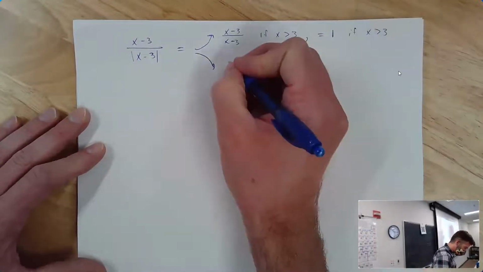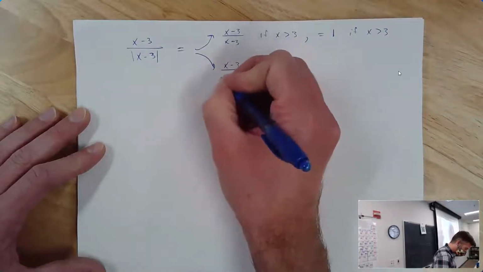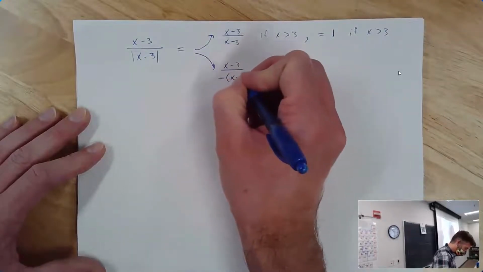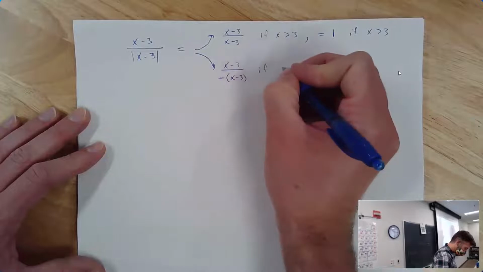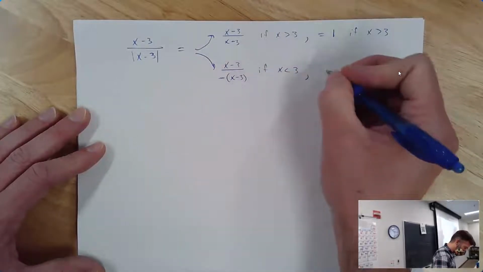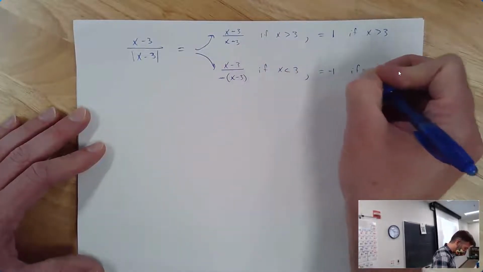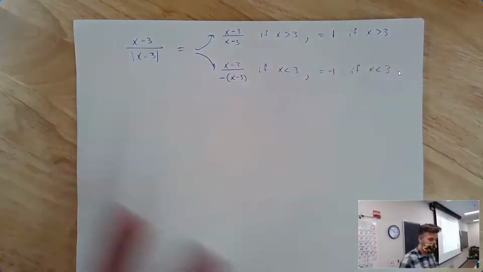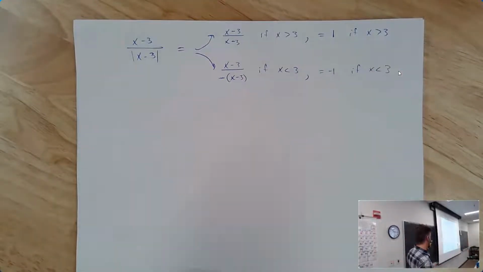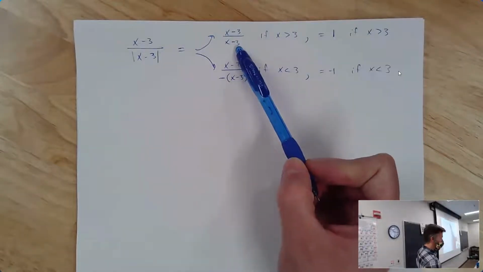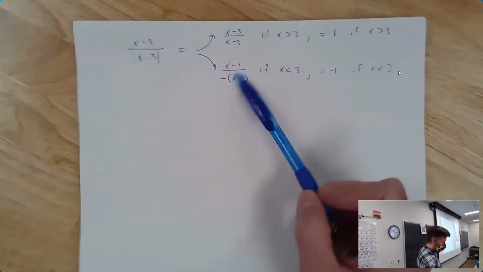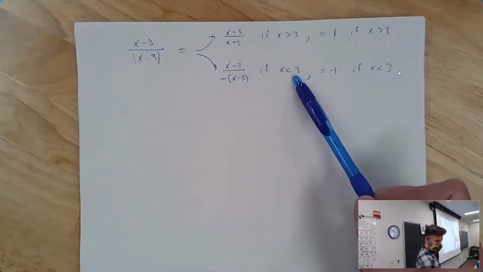On the other hand, if x is less than 3, then we need the negative of what's inside the absolute value. That's just going to be -1 if x is less than 3. So it's still the same process whether or not the absolute value is in the numerator or the denominator. You're still just using this piecewise definition: take what you've got if the insides are positive, take the negative of what you've got if the insides are negative.